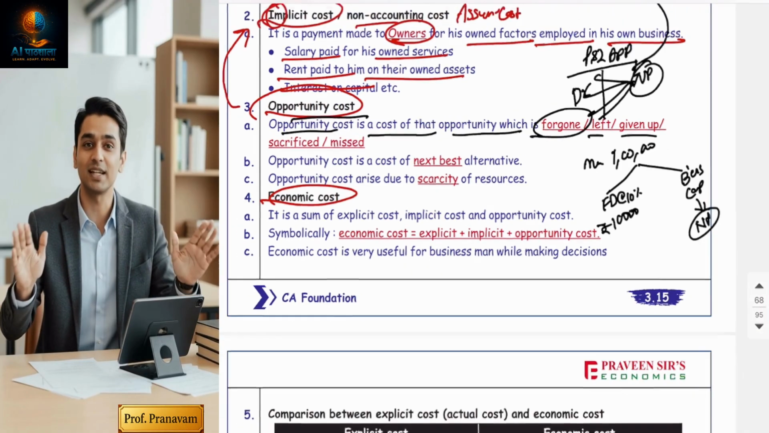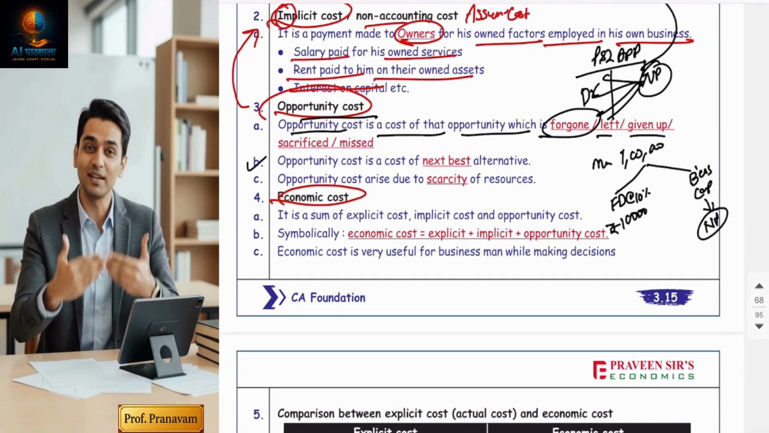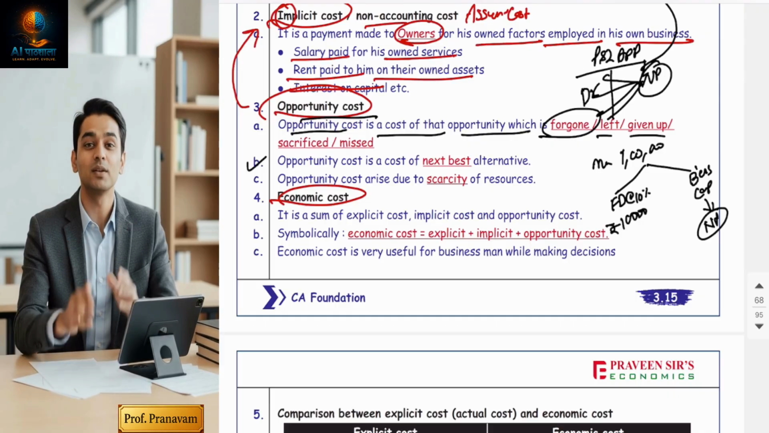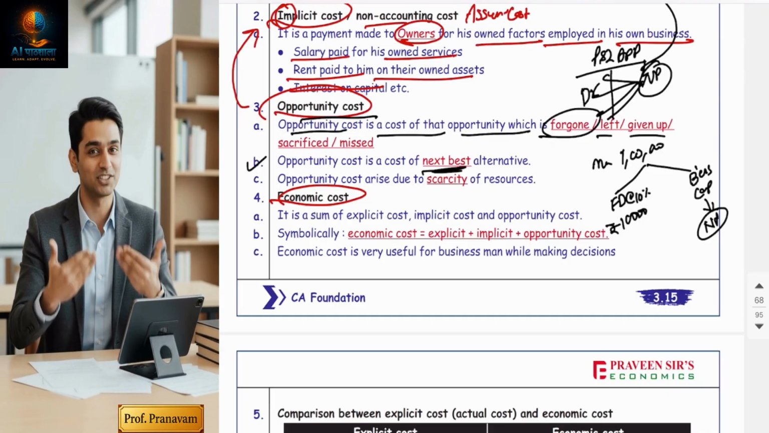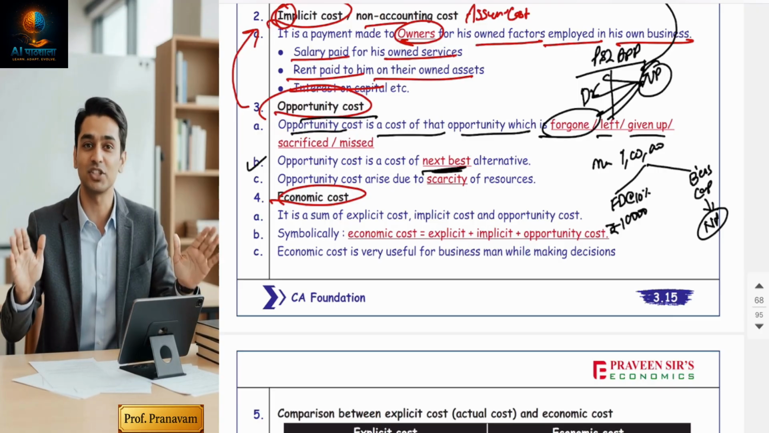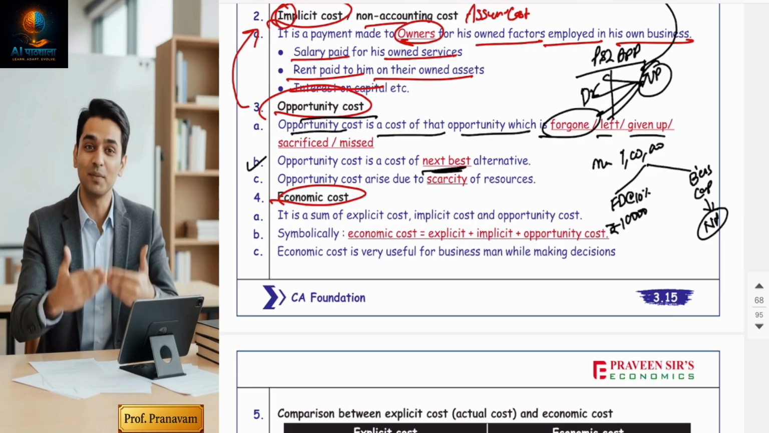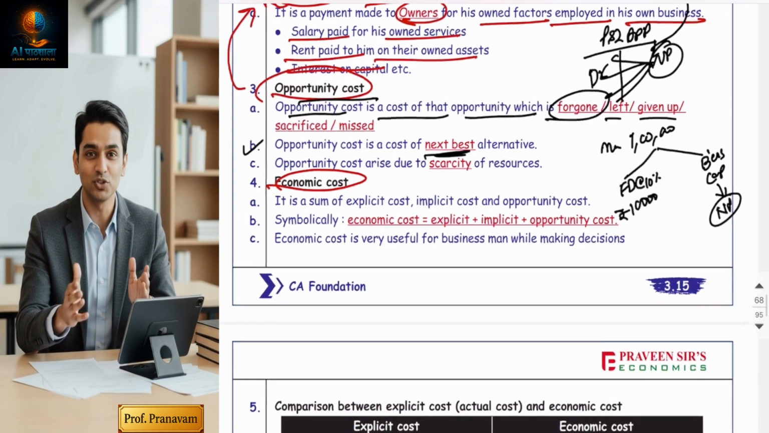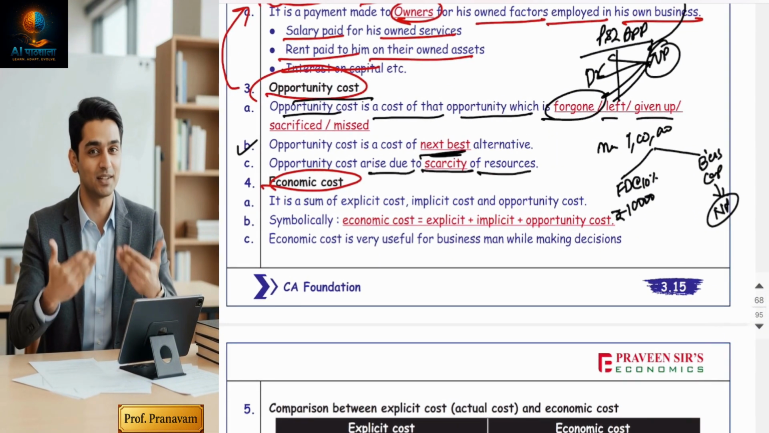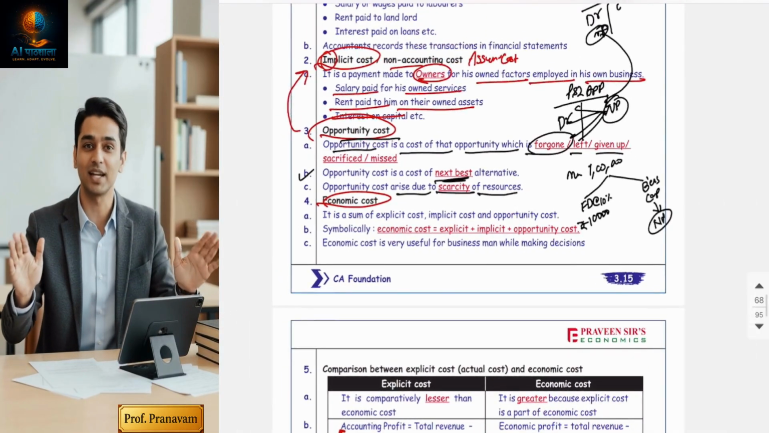Now, there is one more definition of opportunity cost. Opportunity cost is always the cost of the second best alternative, the next best alternative. Why? Because first, there are two alternatives. The first best, I am grabbing it. I am always going to sacrifice the second best. And opportunity cost always arises due to scarcity of resources. So hope you understood opportunity cost.